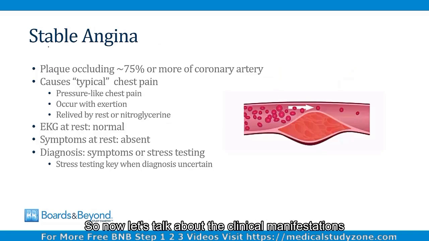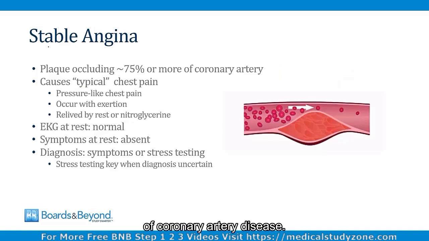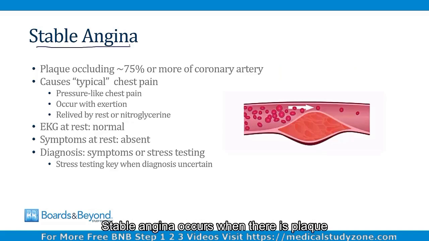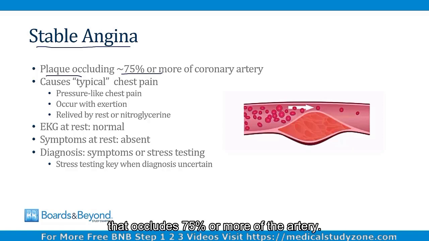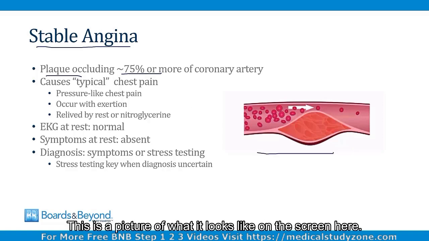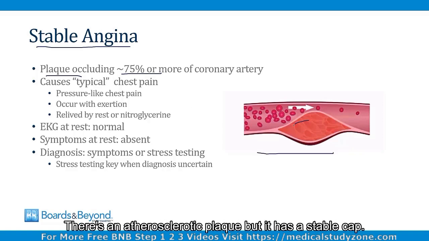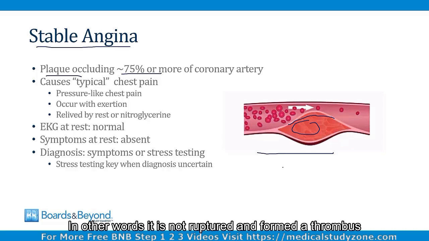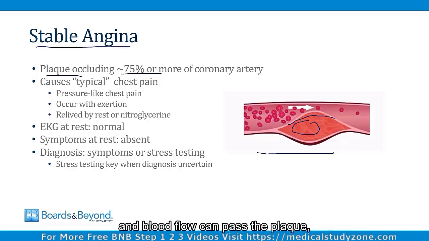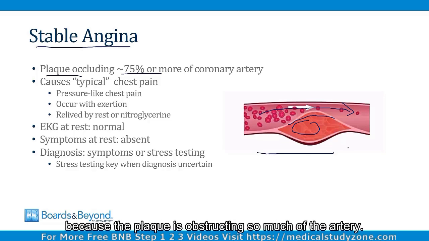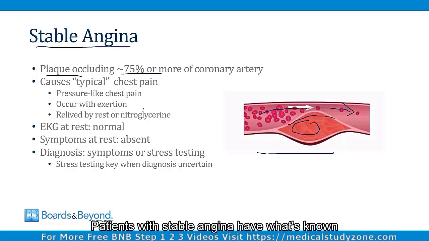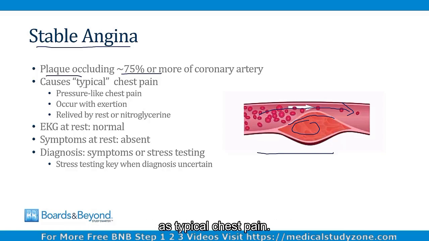So now let's talk about the clinical manifestations of coronary artery disease, and I'll begin by talking about stable angina. Stable angina occurs when there is plaque in a coronary vessel that occludes 75% or more of the artery. This is a picture of what it looks like on the screen here. There's an atherosclerotic plaque, but it has a stable cap. In other words, it is not ruptured and formed a thrombus. And blood flow can pass the plaque, but there is a limitation to flow because the plaque is obstructing so much of the artery.